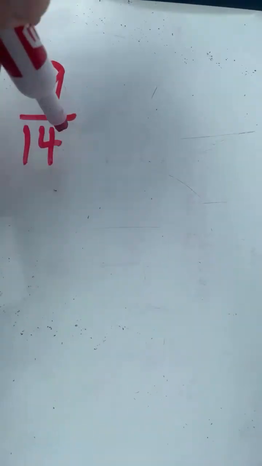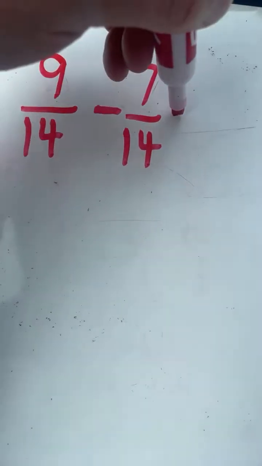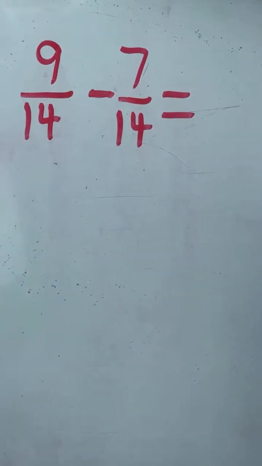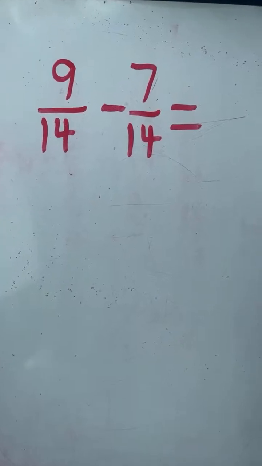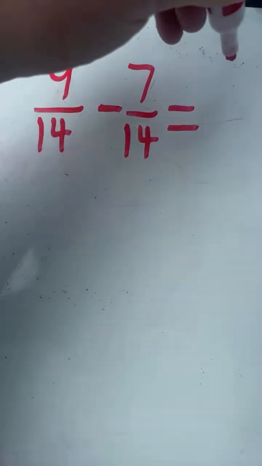All right, next example. 9/14 minus 7/14. Step 1, we subtract our numerators. 9 minus 7 equals 2.